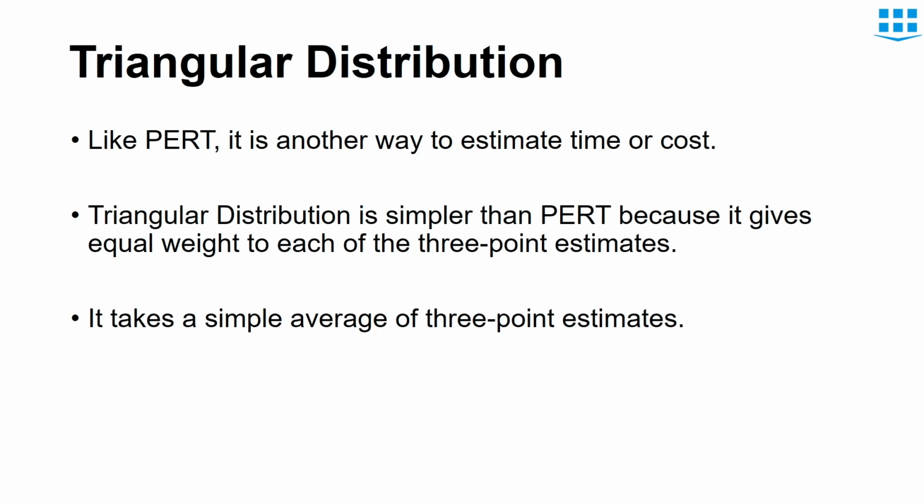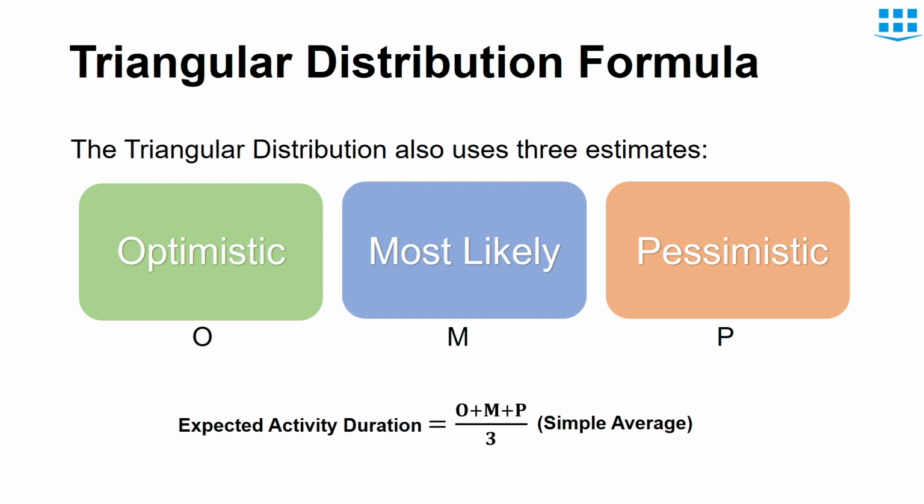Now let's talk about triangular distribution. Like PERT, it is another way to estimate time or cost. Triangular distribution is simpler than PERT because it gives equal weight to each of the 3-point estimates. Here is the formula of triangular distribution. Again, you can see that triangular distribution also uses the same three factors: optimistic, most likely, and pessimistic. But instead of calculating it in a weighted average, here we take a simple average of the terms.